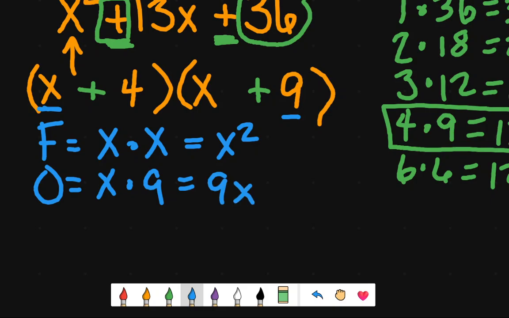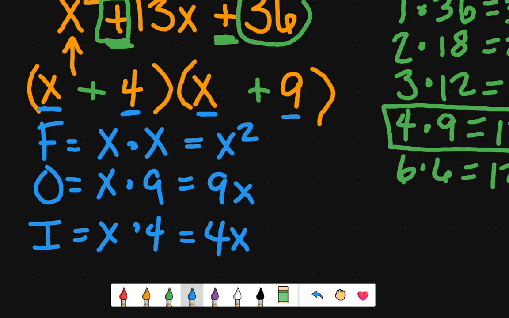Then we're going to multiply the inner terms, the inside terms here. That will be 4 times x, or x times 4, which will give us 4x. And then we're going to multiply the last terms. The last terms are 4 and 9.